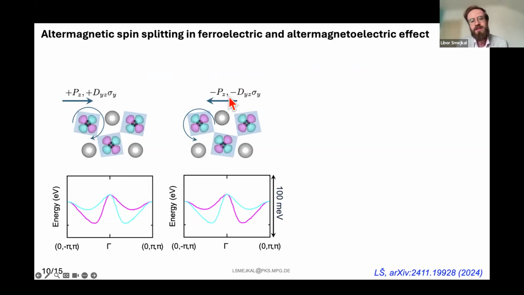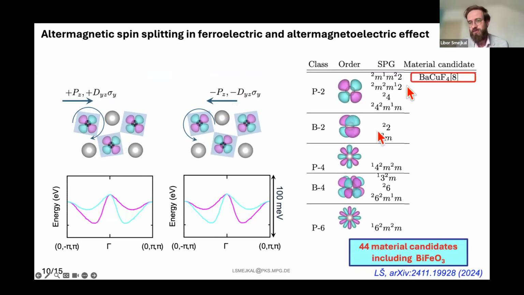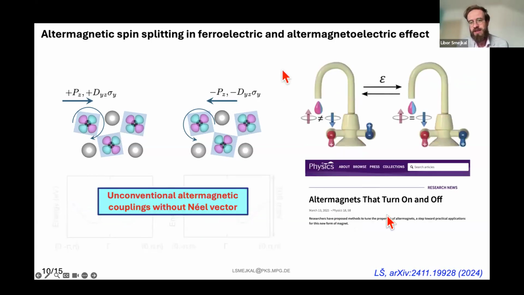So you see I'm switching the external electric field and I'm switching the spin polarization in the electronic structure. So this is one of the dreams of having high temperature multiferroics. We did here the full classification again by the spin group symmetries, and we found 44 material candidates, including the famous bismuth ferrite. So here is an illustration that is particularly exciting for some communities because it attracted attention, for instance, from this very nice overview cover.